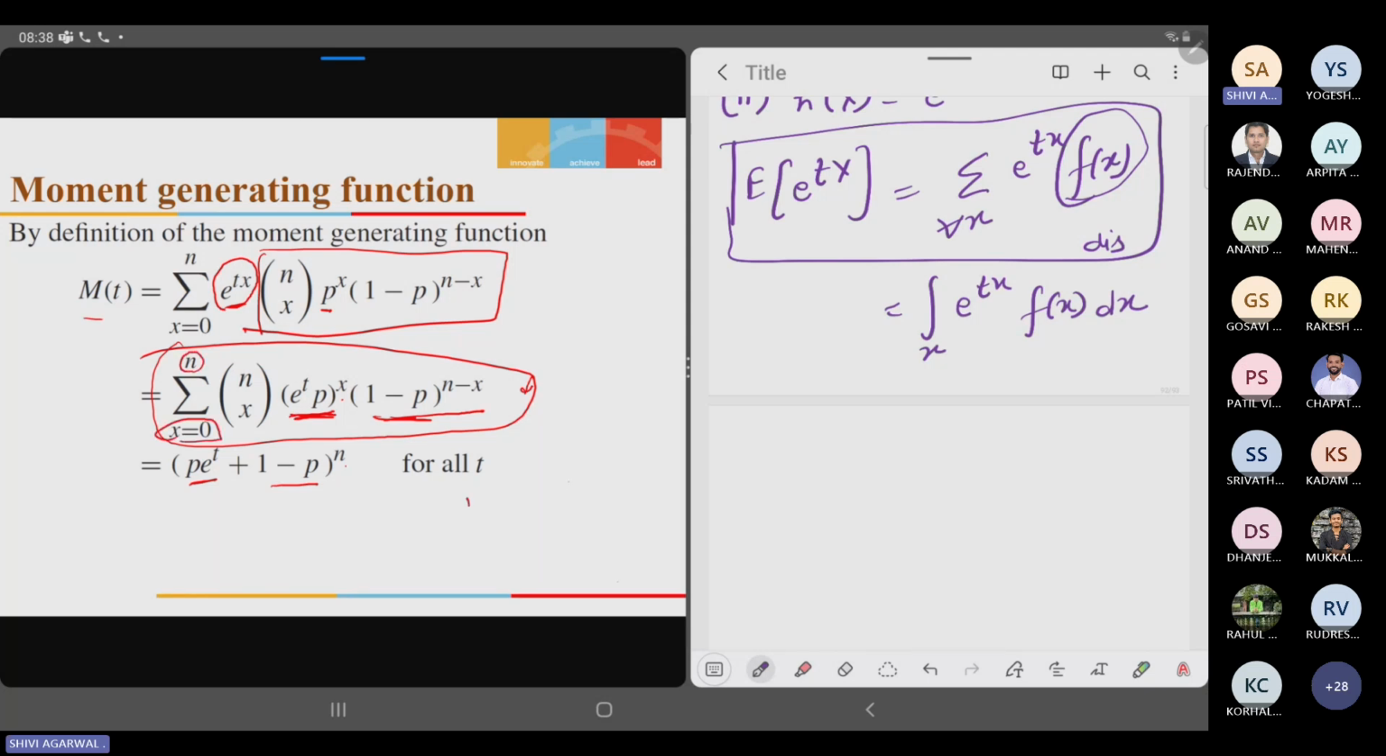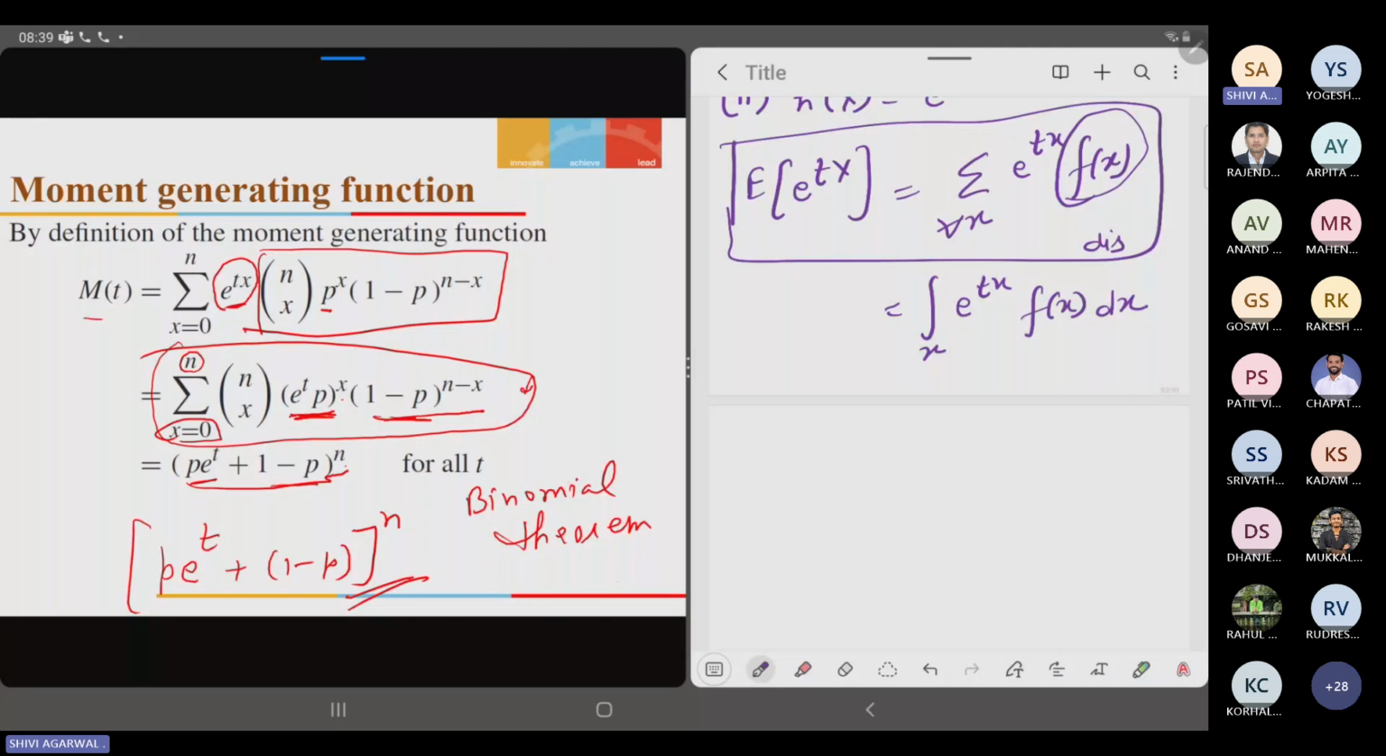So by using the binomial theorem, we can find out the moment generating function. What is the moment generating function? (p e to the power t plus 1 minus p) to the power n. This is the moment generating function for the binomially distributed random variable.